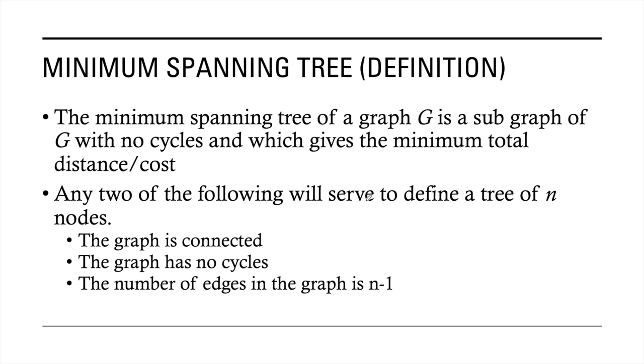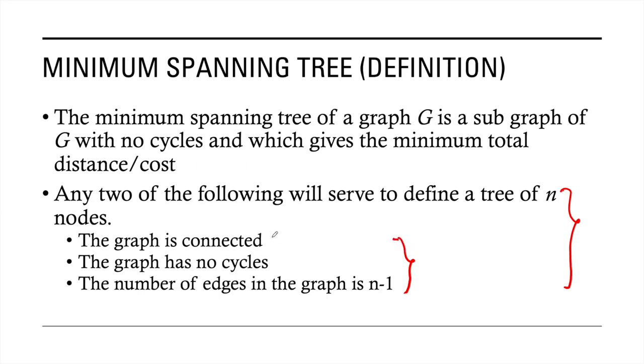The following gives you a way to determine or to define a tree of n nodes. No? So if you have a graph with n nodes, you will be able to check if a subgraph of G is a tree if first, the graph is connected, second, the graph has no cycles, and third, the number of edges in the graph is n minus 1. In fact, this point tells us that given these three conditions, you only need to satisfy actually two of them.